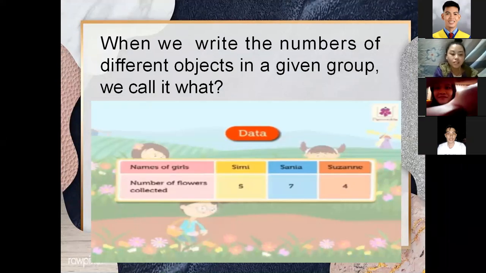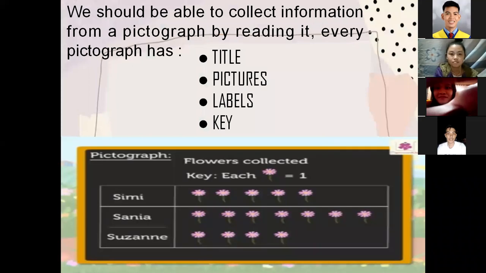So the data given in the flower farm example can be represented as follows. This is an example of data. As you can see, it is very understandable, right? So this data can be represented by the given pictures, called a pictograph. Okay, we should be able to collect information from a pictograph by reading it.